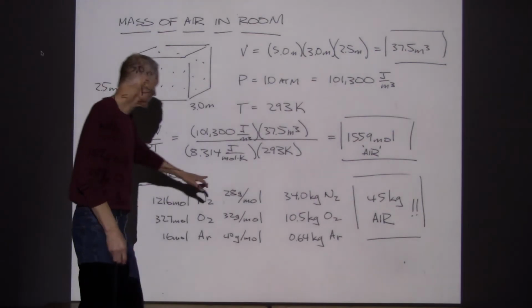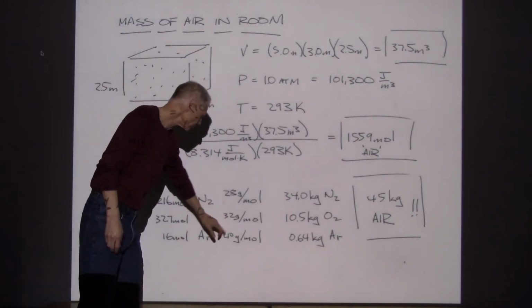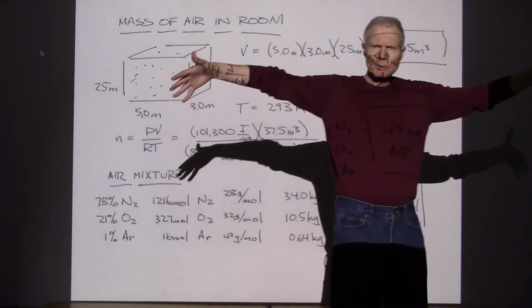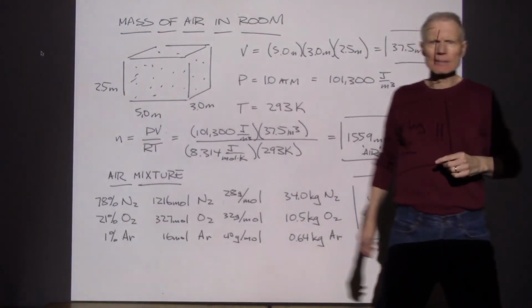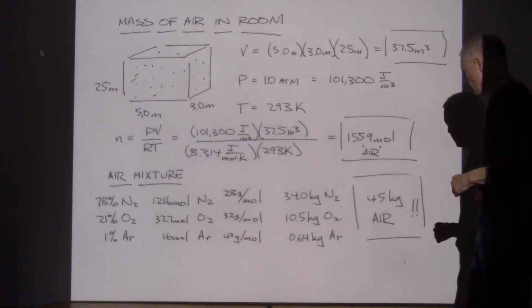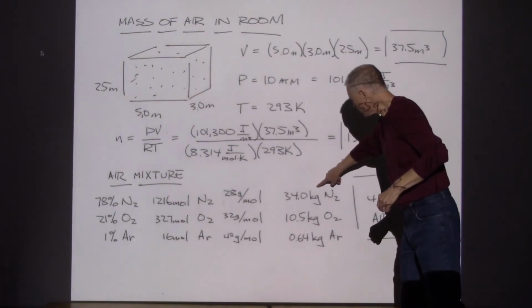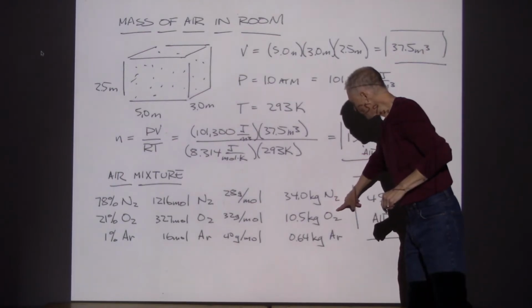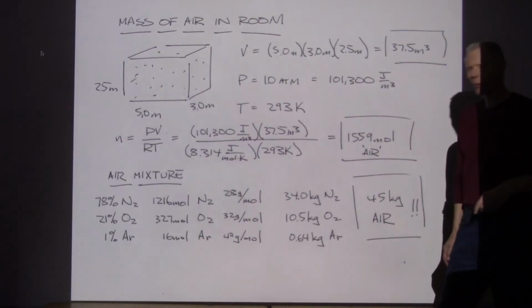And then I took the molar mass of each, multiplied those, and found out, in this kind of modestly sized room here, there are 34 kilograms of nitrogen, 10.5 kilograms of oxygen, and 0.64 kilograms of argon.